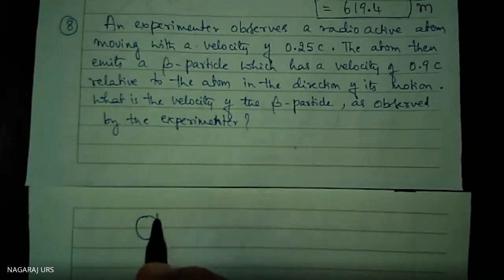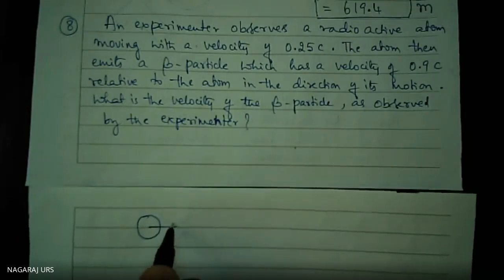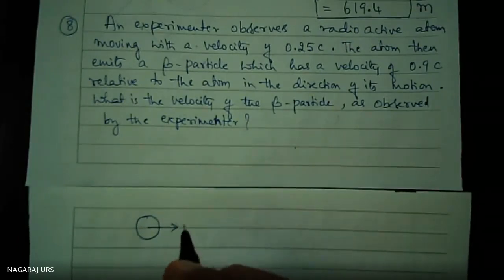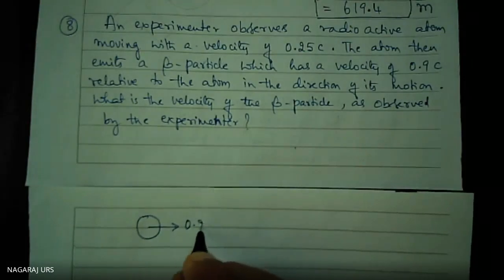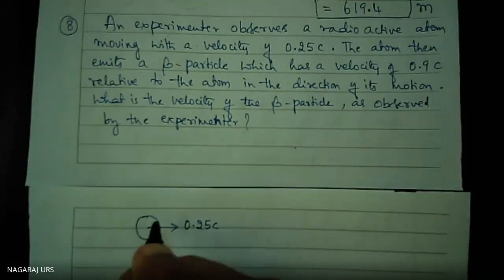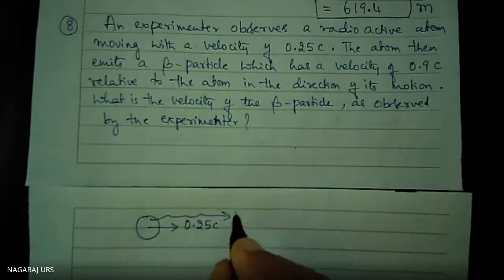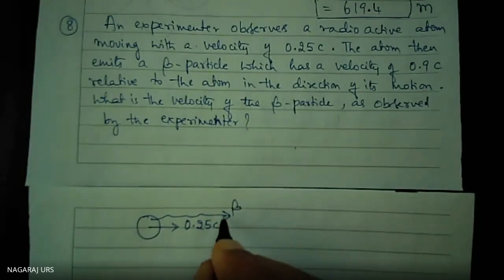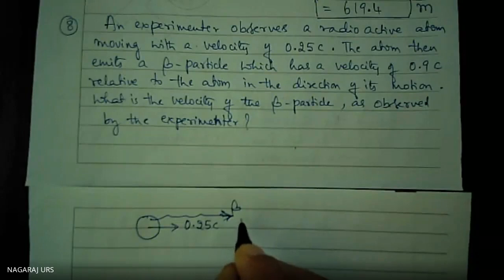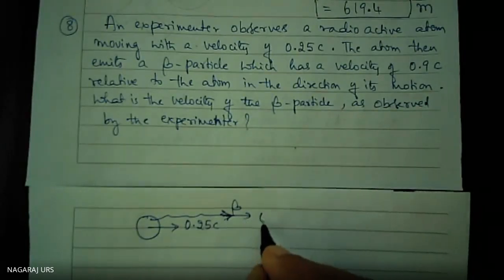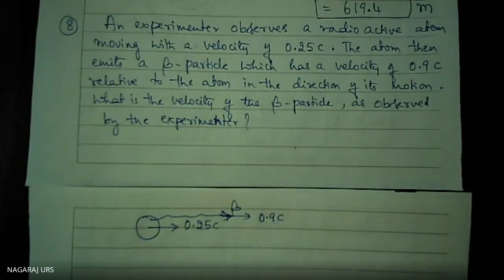The atom itself is moving with a velocity of 0.25 c, which emits a beta particle. This beta particle is moving with a velocity of 0.9 c. What is the velocity of the beta particle as observed by the experimenter?